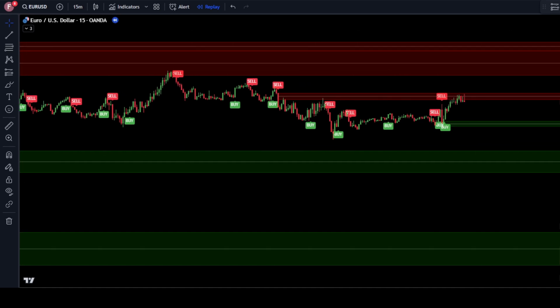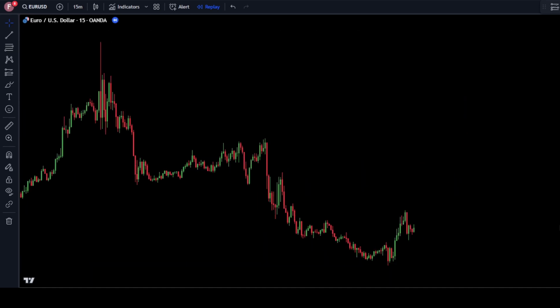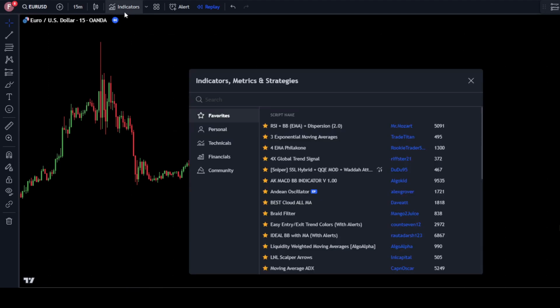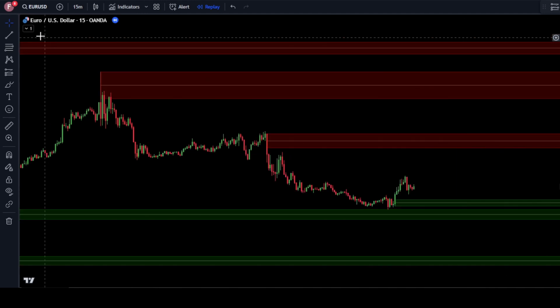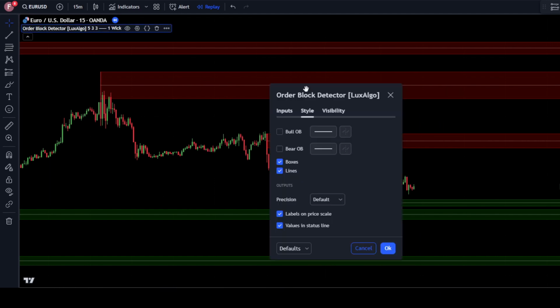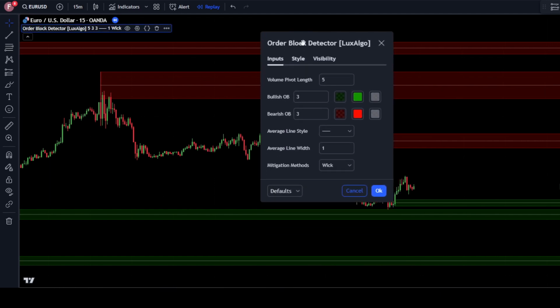To use this trading strategy, you can go to TradingView. Then, go to the Indicator Search tab. In the Indicator Search tab, type in Order Block Detector. Then, just select the Order Block Detector by Lux Algo. After that, go to the Settings tab of the Order Block Detector indicator. In this strategy, we will use this Order Block Detector with default settings. However, if you want to adjust a few items, you can modify some numbers on this indicator.